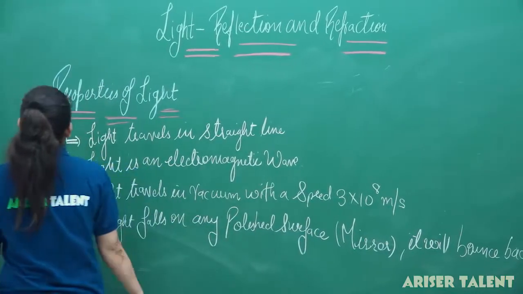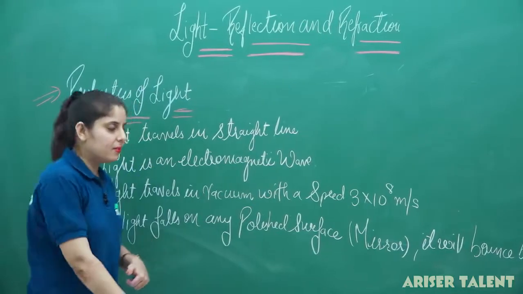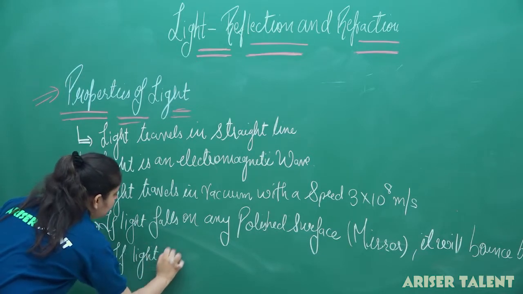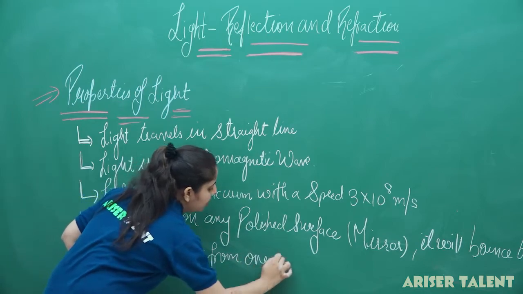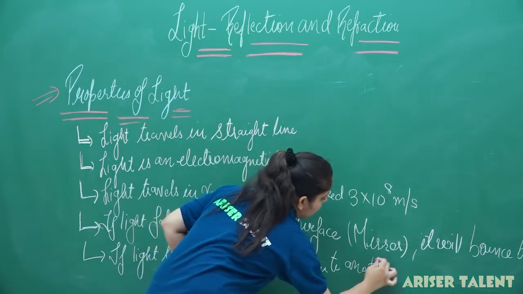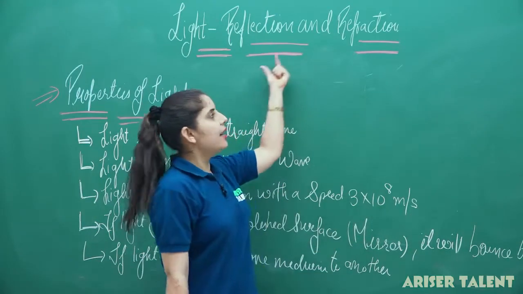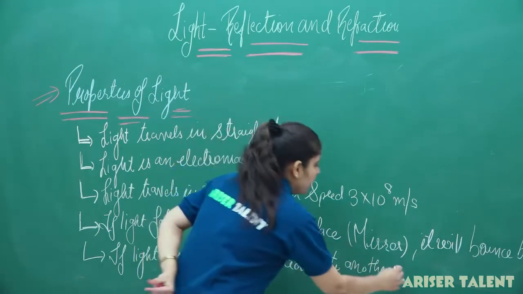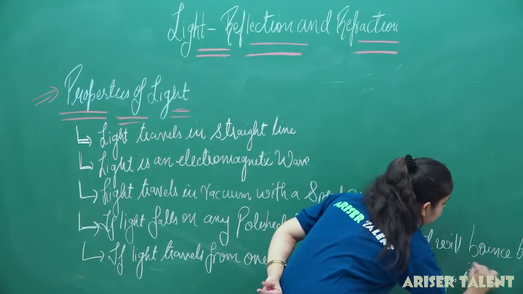Next property is that if light travels from one medium to another, it is going to change its path. It means if light travels from one medium to another, it is going to change its path, and this phenomenon is known as refraction. That is the name of our chapter. We are going to discuss it in our further lectures. It changes its path.